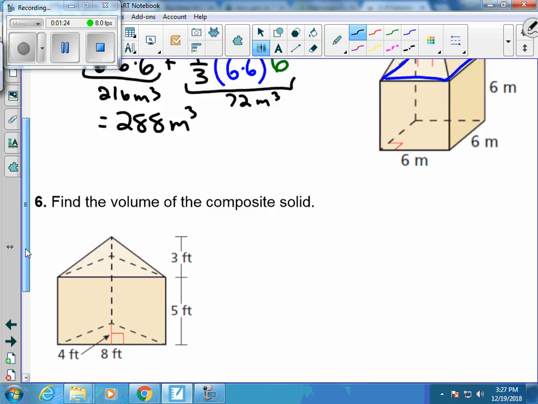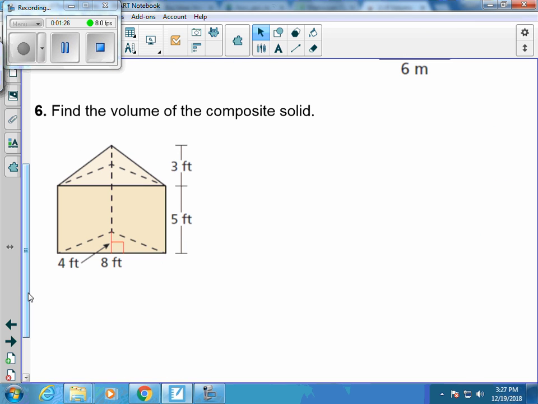What I'm going to have you guys do now is try to pause this and do 6, which is basically the same thing, except for now we're looking at a different composite solid.